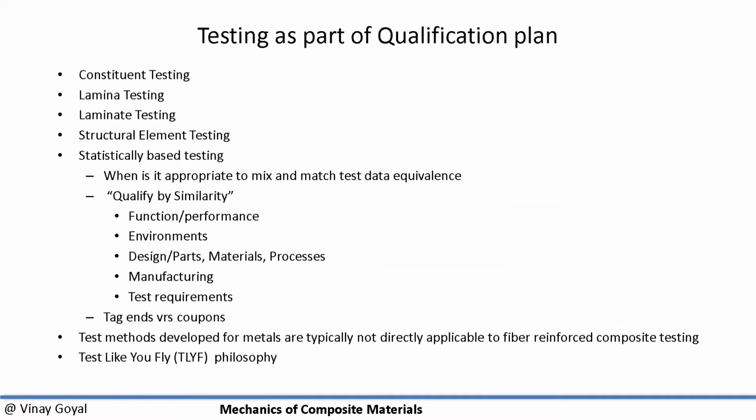You want to look at qualifying by similarity as an approach, and that requires looking at the functional performance, environments, design, manufacturing, and test requirements. You also look at tagging coupons, and then finally you will be looking at test methods for composite materials because the ones for metals may not be directly applicable. In a lot of cases, you may not be able to test perfectly like you would like to do, and as a consequence, you have to look at test like you fly options. Basically, are you doing a good job of testing on the ground and mimicking the response in flight? That is the goal.